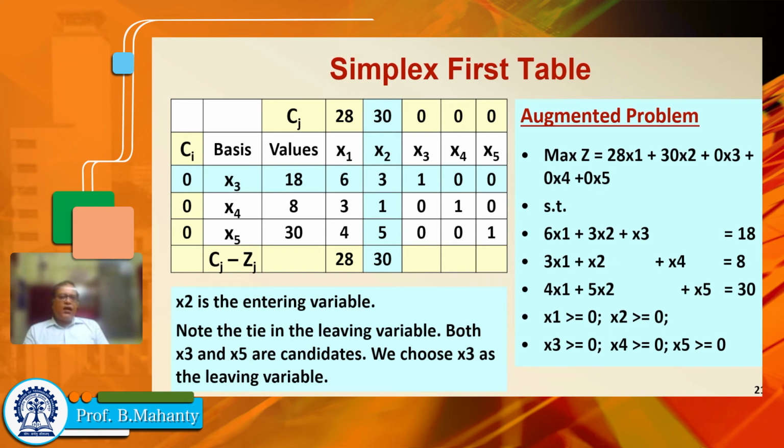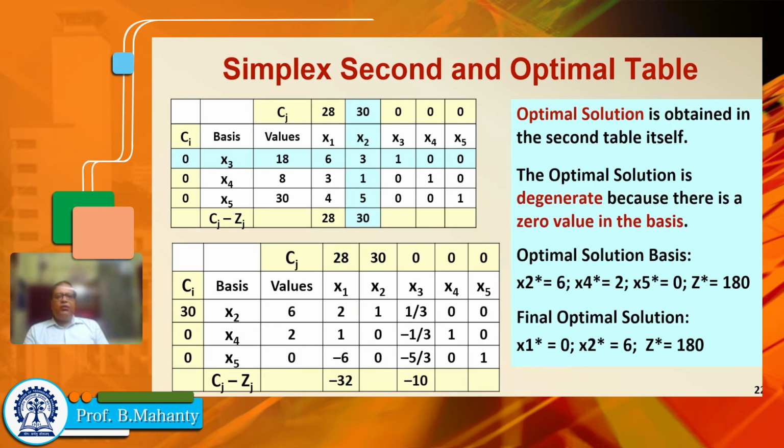Can you see that there is a tie? Note that there is a tie in the leaving variable. Both x3 and x5 are candidates. Now which one should we choose? This is a dilemma. We have a tie and we do not know whether to choose x3 or x5. So let us choose x3 to begin with. Suppose we choose x3 as the leaving variable. When we choose x3 as the leaving variable, this is what we are going to get.